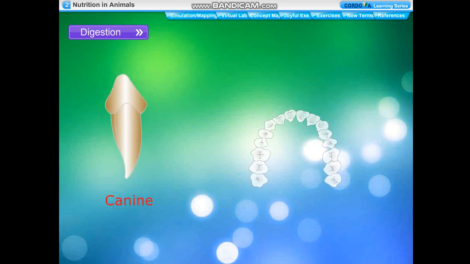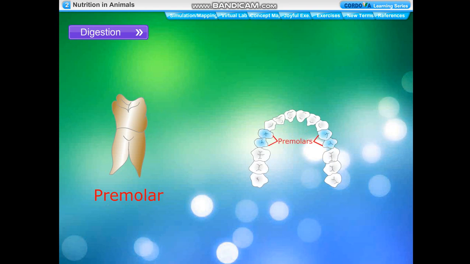Canines, tearing teeth. These are present on either side of the incisors. They are 2 in number in each jaw. These are sharp and pointed and thus help in tearing the food. Premolars, grinding teeth. There are 2 premolars next to each canine, 4 in number in each jaw. These are broad and flat teeth. They grind food and break it into smaller pieces.